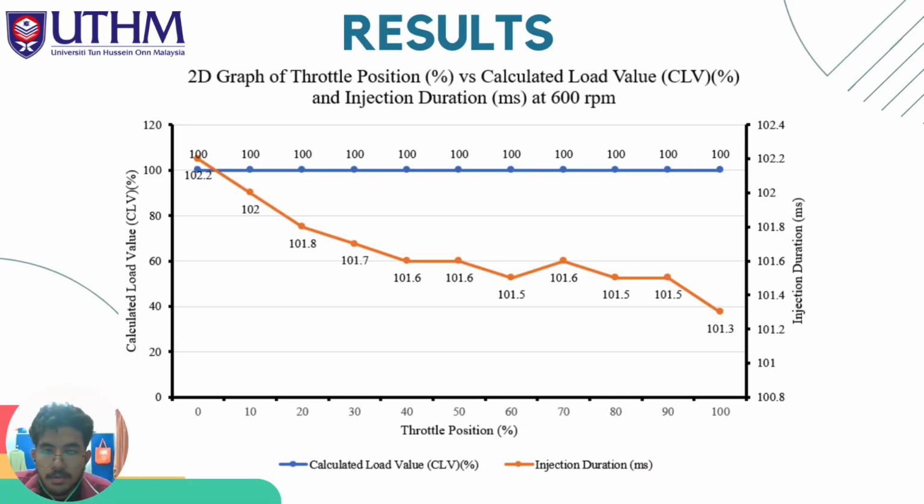Assalamualaikum. My name is Muhammad Fizuddin bin Muhammad Nizam, AN210053. And I will present about the result from the graph. At engine speed of 600 RPM, the calculated load value is constant. And at the throttle position from 0% to 100%, the injection duration is slowly decreasing.